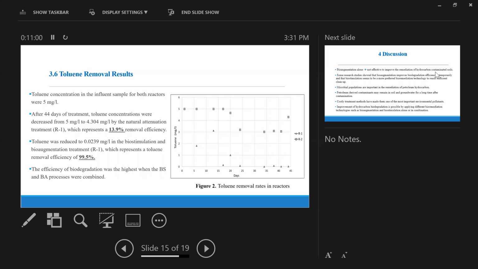But in reactor 1, which was used as a biostimulation and bioaugmentation permeable reactive barrier, the final toluene concentration was 0.0239 ppm, which gives us 99.5% removal, which was very high. I should also remind you that the World Health Organization says that the maximum toluene concentration in groundwater should be less than 0.7 ppm. So in this case, reactor 1 provided better results compared to reactor 2. Again, the efficiency of biodegradation was the highest when the biostimulation and bioaugmentation processes were combined in reactor 1.